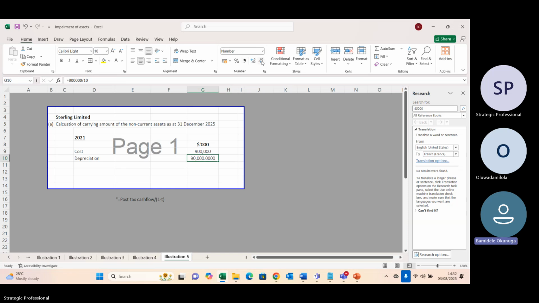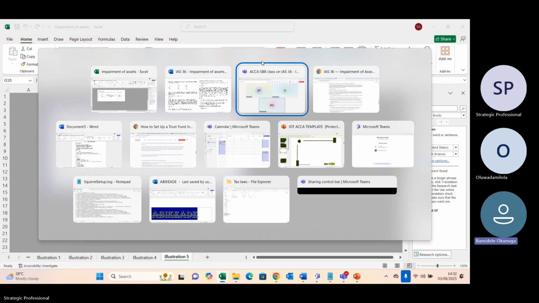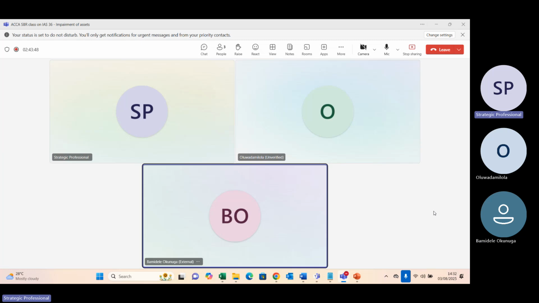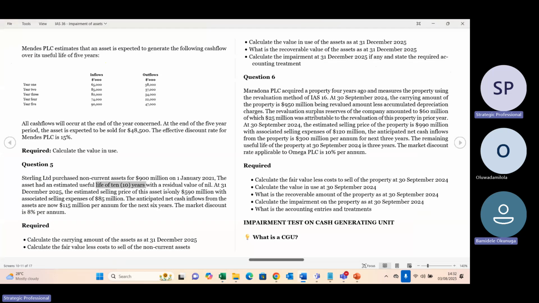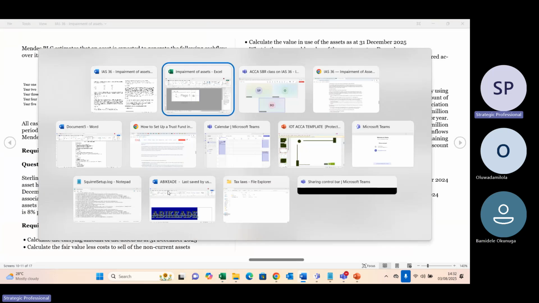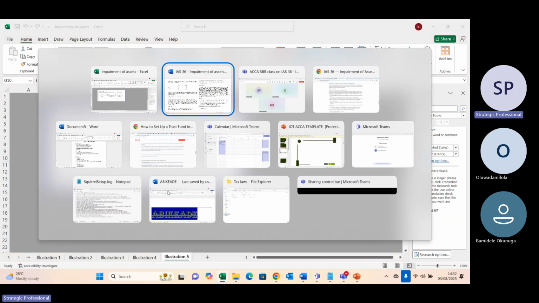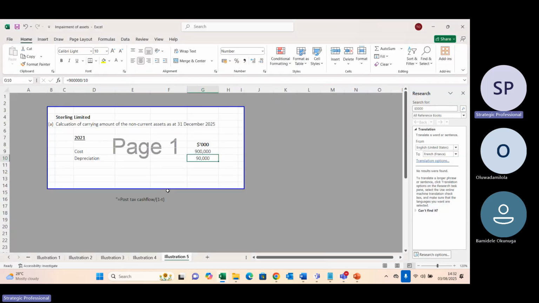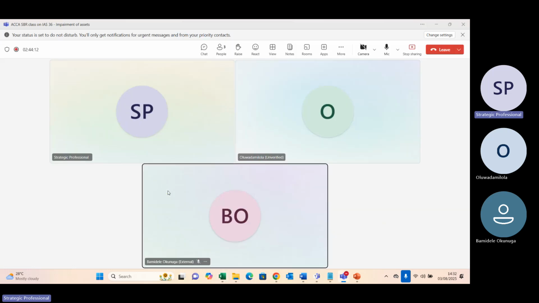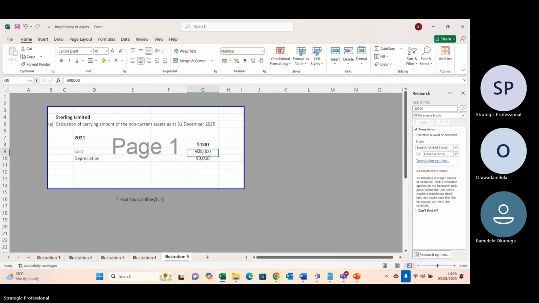But if there was residual value, we would deduct it from the cost before dividing by the amount of years. In this case, there's no residual value. If there was residual value, we would have said cost minus scrap value over estimated useful life. Hello, sir. Do you understand what I just said? Yeah, I understand you. It's fine. Can you go ahead, sir? Okay.